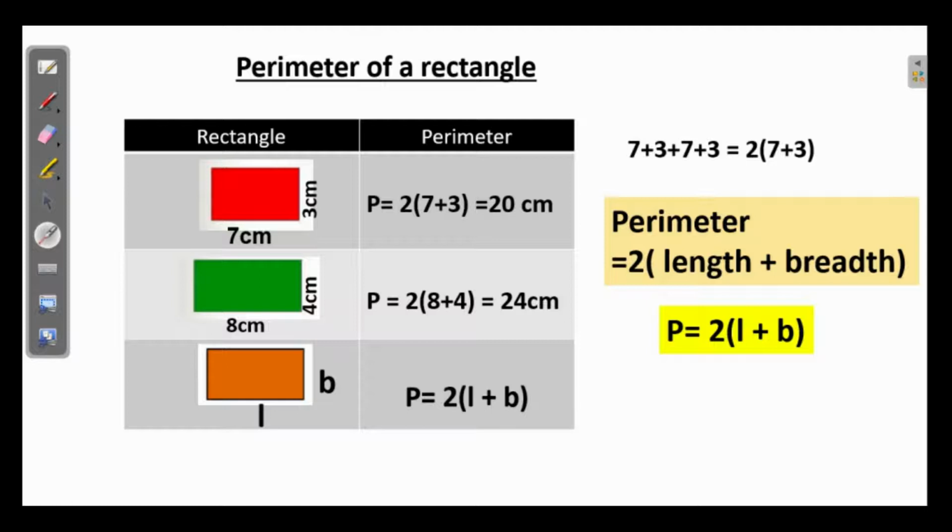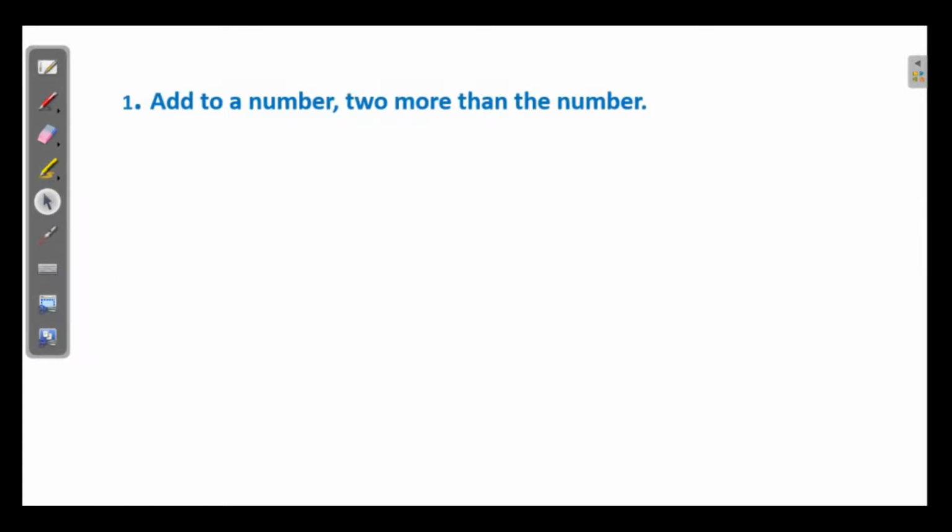And in general, we can say that if the length is L and the breadth is B, the perimeter of a rectangle is 2 into length plus breadth, which is P is equal to 2 into (L plus B). This is the formula to be remembered, and here also we use algebra. And we have a long question. Before that, let us see the small one. Okay, as an example.